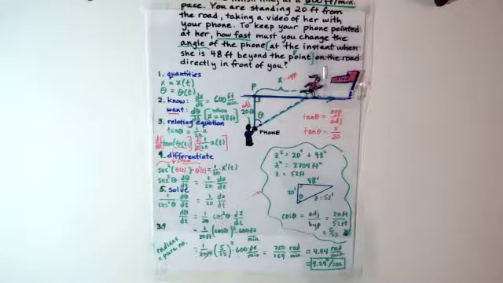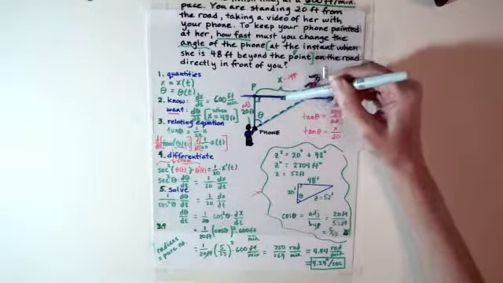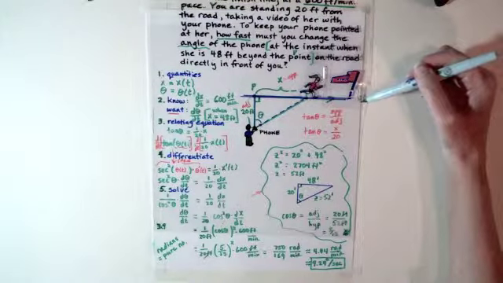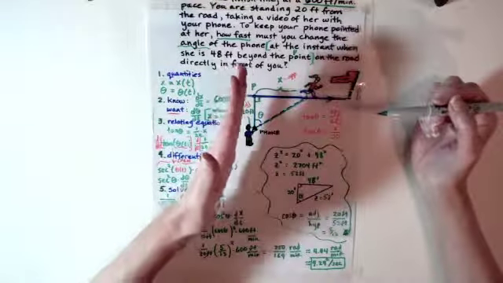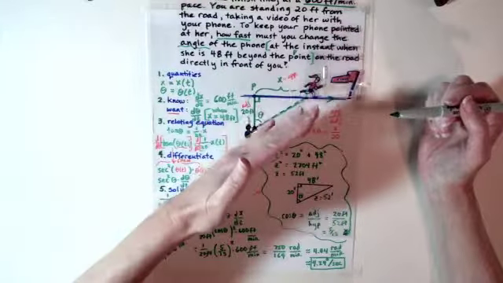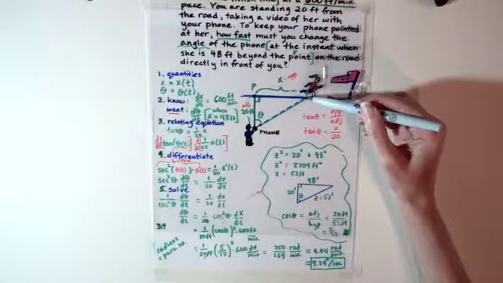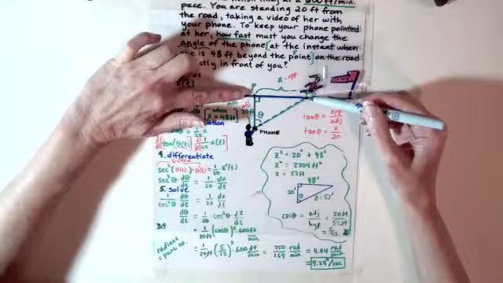So what's that saying? It's saying that if she's running at a constant rate of 600 feet per minute towards the finish line, you have to keep moving the angle of your phone to track her at the rate of about 4 degrees per second at the instant that she is 48 feet away from this point P.